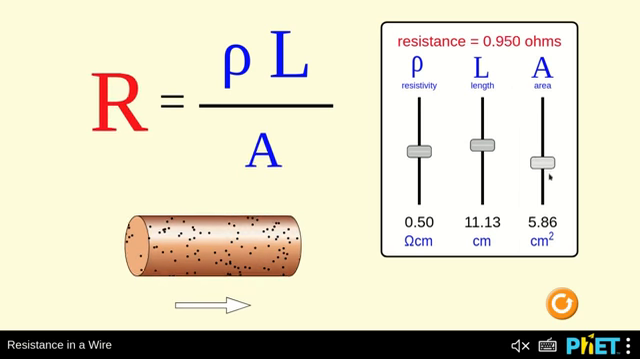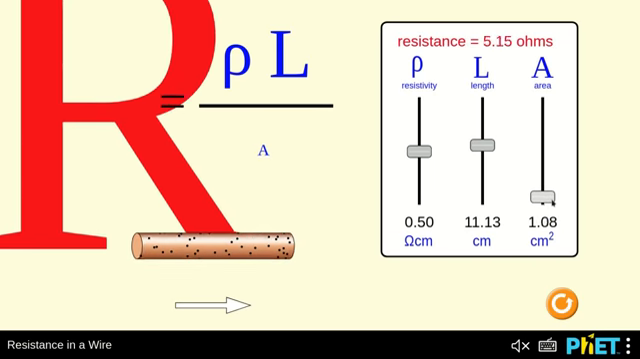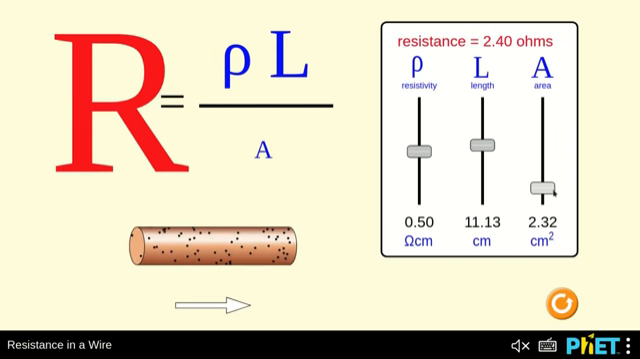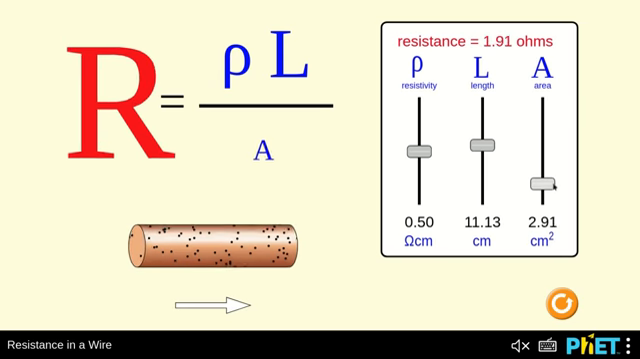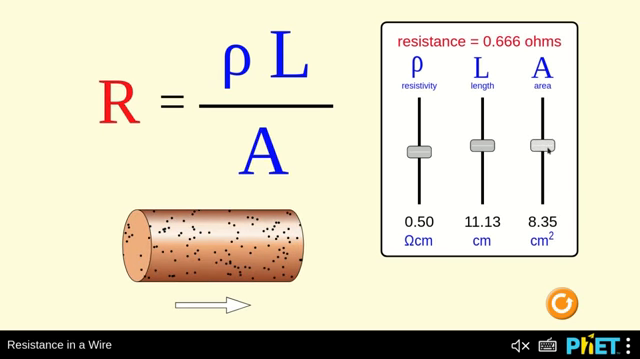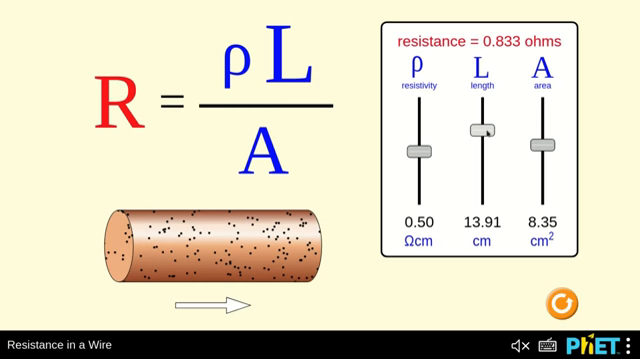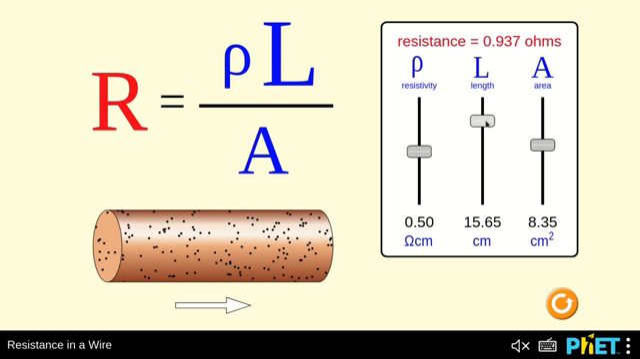Similarly, if the area becomes smaller, the resistance keeps on increasing. So you can see that the resistance is inversely proportional to the area and directly proportional to the length, and resistivity remains a constant value. As you change the length and the area, the resistance changes accordingly, keeping the resistivity constant.